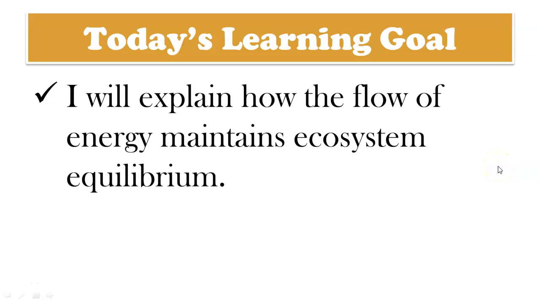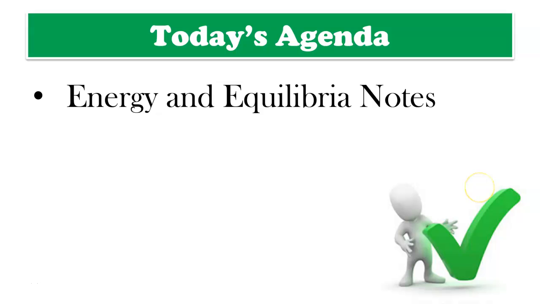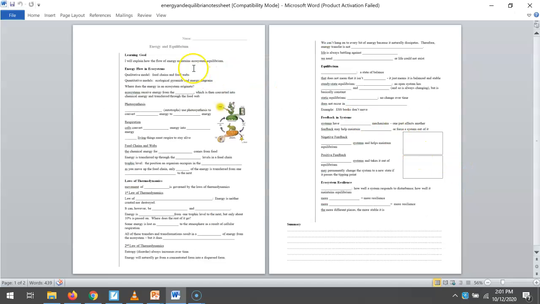Today's learning goal is to explain how the flow of energy maintains ecosystem equilibrium. We're going to do this by filling out some energy and equilibria notes. And like usual, we'll go ahead and fill in the notes here on the right side of the paper, and on the left side we'll put our 3 questions, and then at the end we'll have our summary.